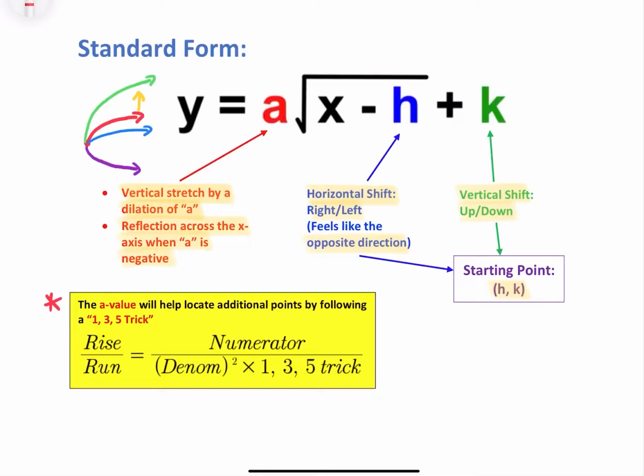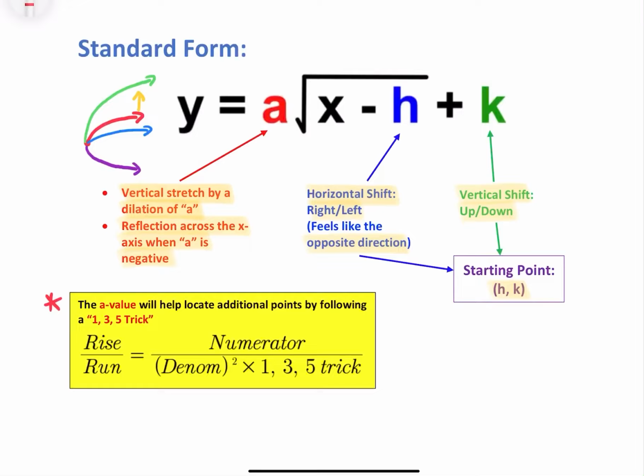So to find additional points, we're going to rise whatever that numerator is in terms of our a value, and then we're going to take the denominator and we're going to use that to help us figure out, well, how far over do we have to move to the right from each point. So it's going to be the denominator squared times our 1-3-5 trick. Now, that might not make sense to you right now, but I'm going to show you how it works as we go through some of these examples.